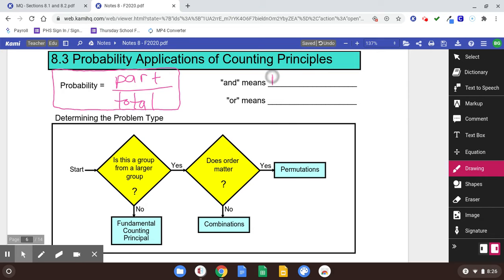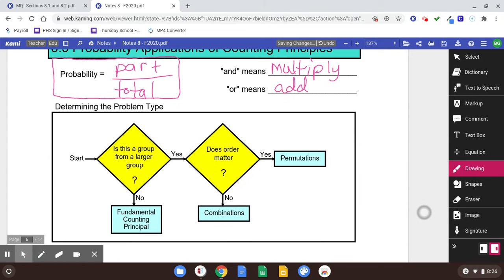When you see the word "and," a lot of the times that means multiply, and "or" means add. So I've got this simple little flow chart. This isn't completely foolproof, but this will get you through a lot of different problems, especially when you need help determining what problem type it is.